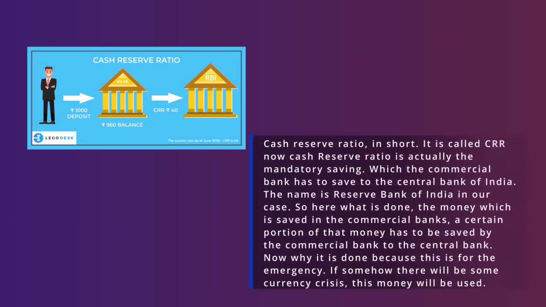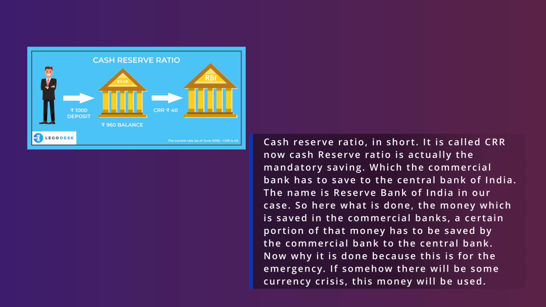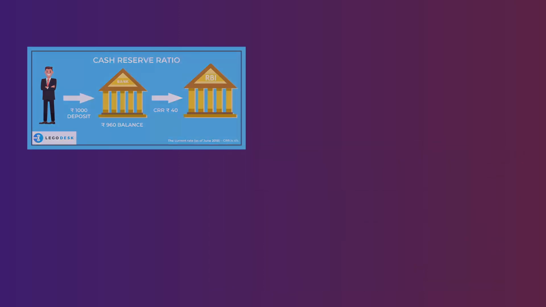Now, what is cash reserve ratio? Cash reserve ratio, in short, is called CRR. Cash reserve ratio is actually the mandatory saving which the commercial bank has to keep with the Central Bank of India. The name is Reserve Bank of India in our case. So, here what is done? Of the money which is saved in the commercial banks, a certain portion has to be kept by the commercial bank with the central bank. Now, why is it done? Because this is for emergency. If somehow there is a currency crisis, this money will be used. So, that is the purpose of the cash reserve ratio.